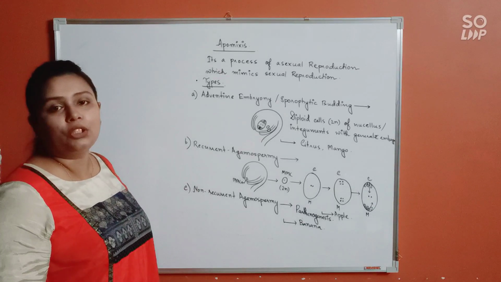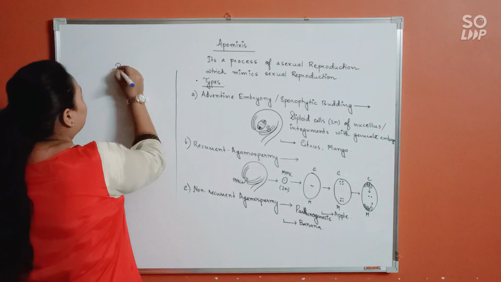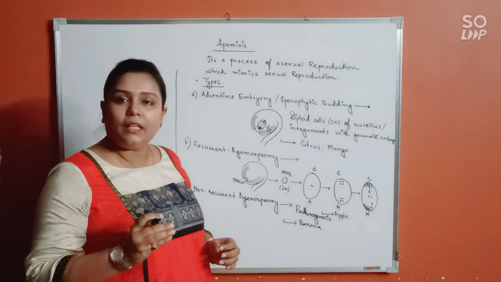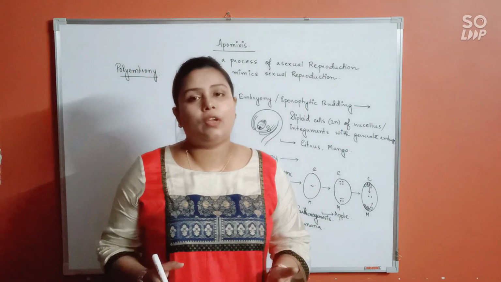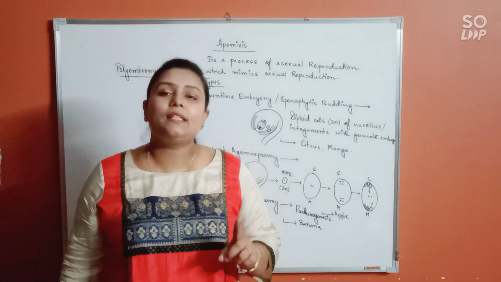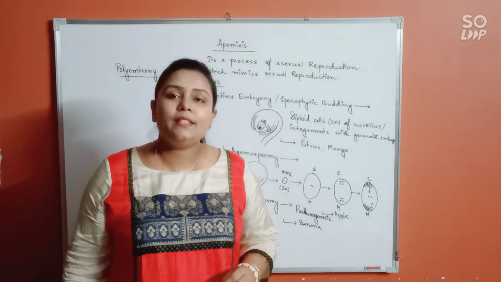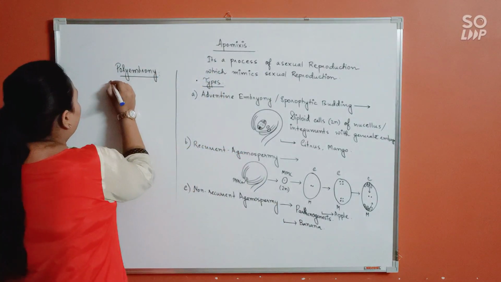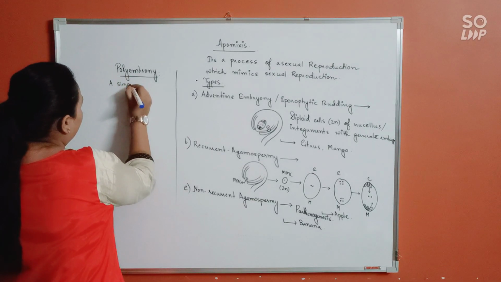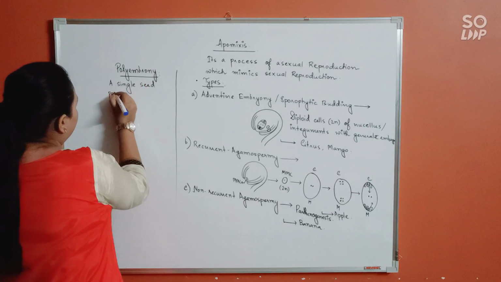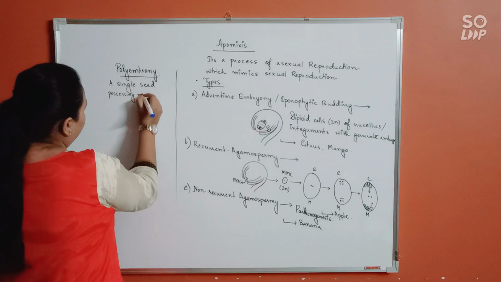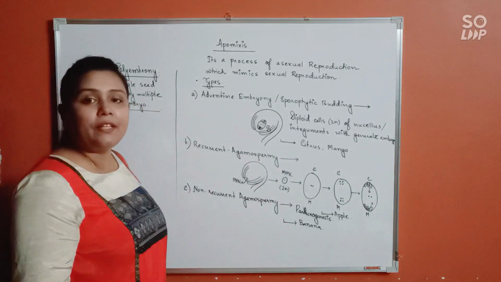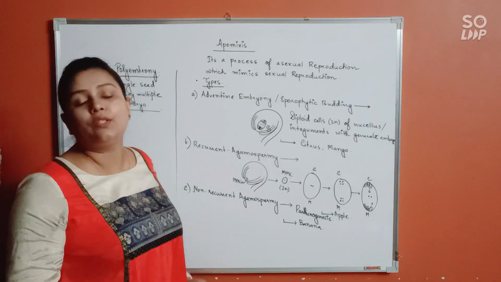Now let us learn about another important term, that is polyembryony. Poly means multiple and embryony means formation of embryo. So see, usually a single seed is supposed to possess a single embryo, right? But in case a single seed consists of more than one embryo, we will call it polyembryony. So the meaning here is that presence of multiple embryos inside a single seed, that's what is known as polyembryony.